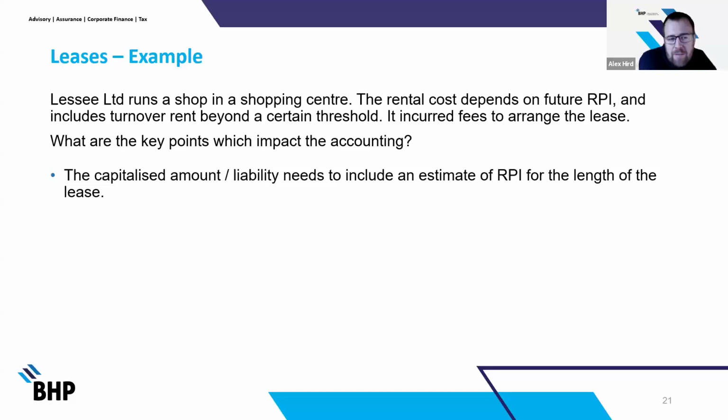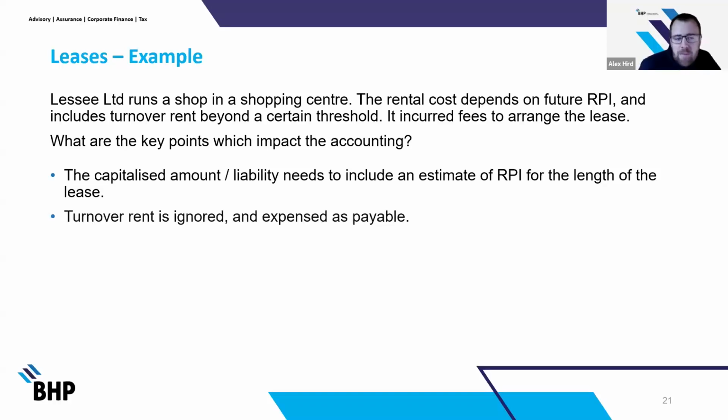Well, firstly, the amount that we capitalise on day one. What we're going to do is capitalise a right of use asset at the present value of the cash flows on the liability. To do that, we're going to have to guess what we think RPI is going to be across the length of the lease, and recognise that as a liability on day one. Turnover rent happily is ignored. We can just expense that as it's payable because that is a variable element of the lease.